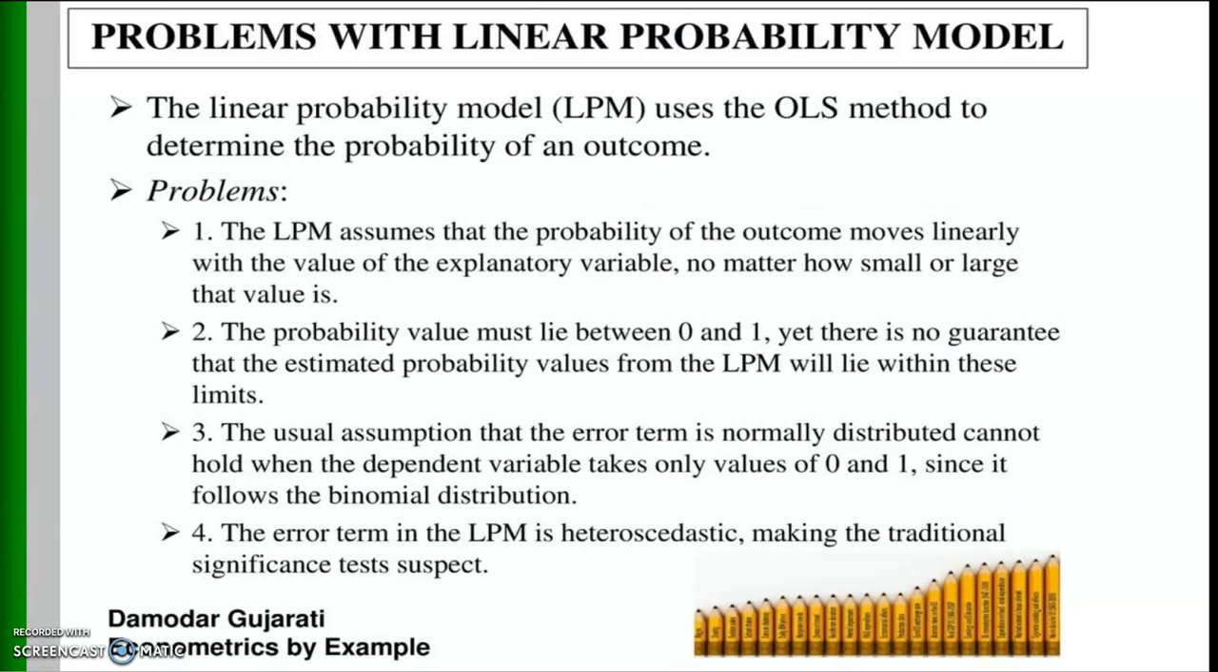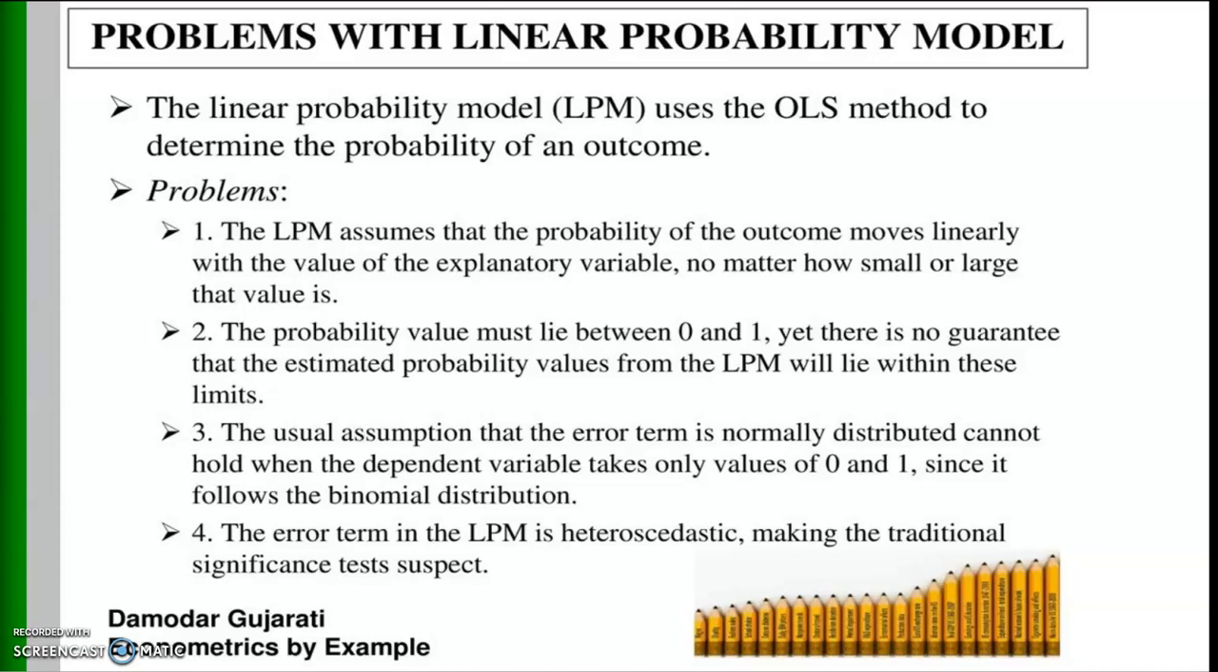The linear probability model uses the OLS method to determine the probability of an outcome, but it carries some problems with it, and those problems include: number one, the LPM assumes that the probability of the outcome moves linearly with the value of the explanatory variable, no matter how small or large that value is. Number two, the probability value must lie between 0 and 1, yet there is no guarantee that the estimated probability values from the linear probability model will lie within this range.